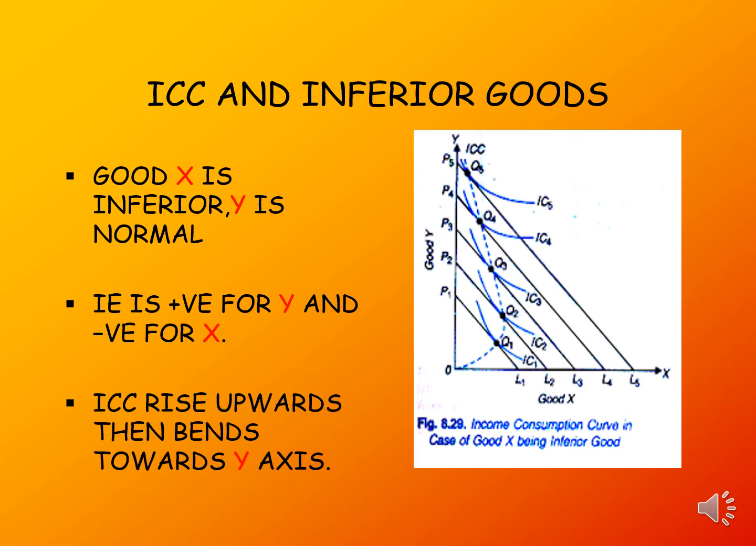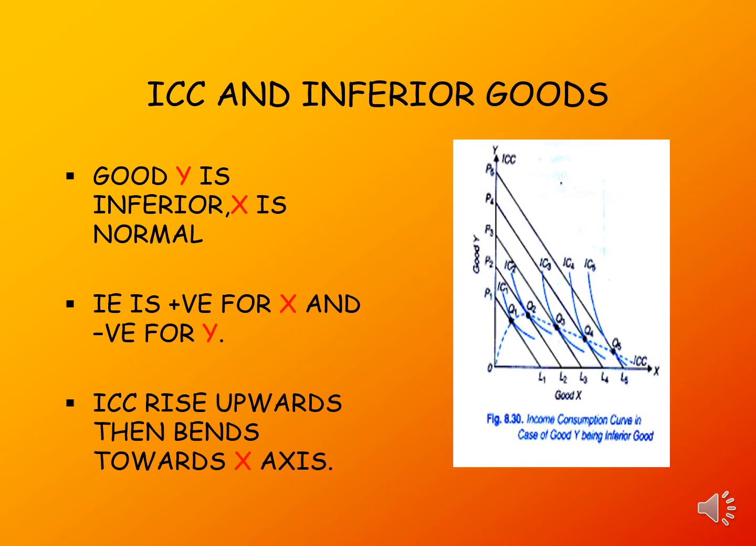So this is a graphical representation of income consumption curve in the case when one good is normal and the other is inferior good. Here good X is inferior and good Y is normal, and the curve tends to move away from the inferior good and it bends towards the normal good.